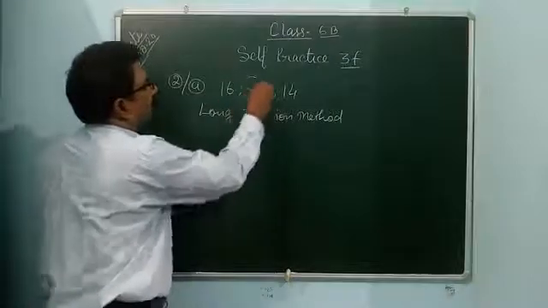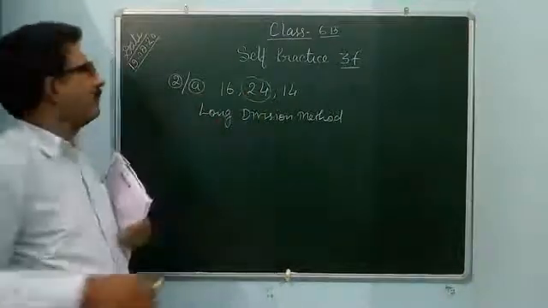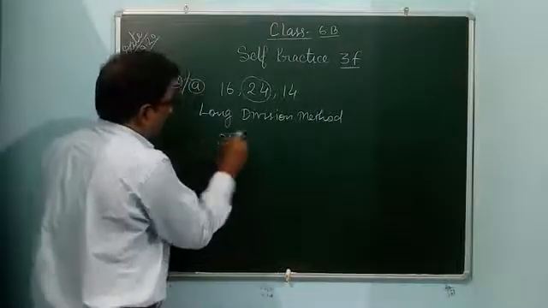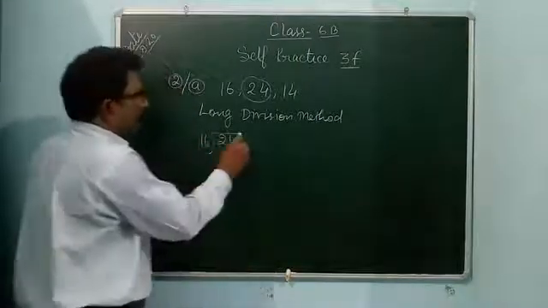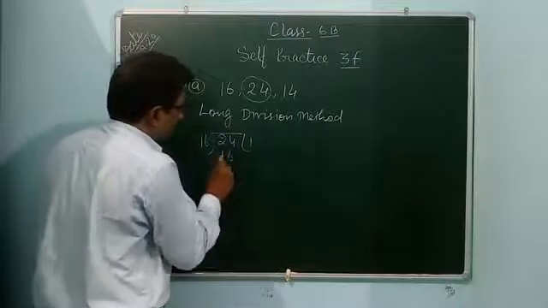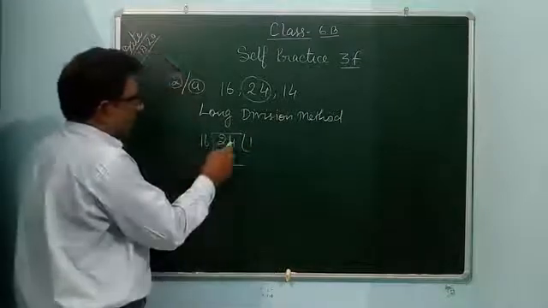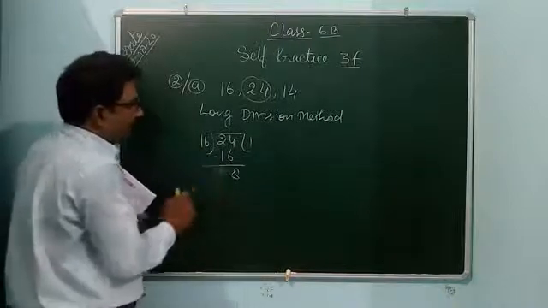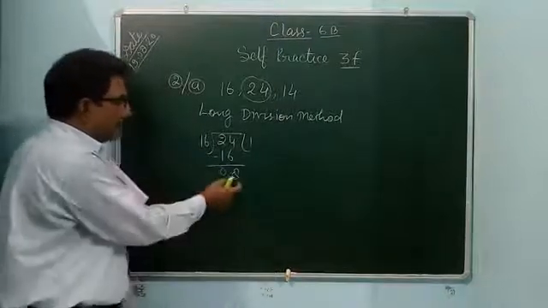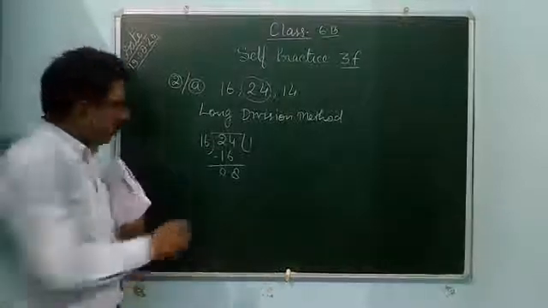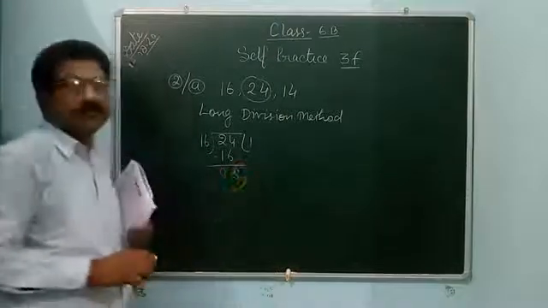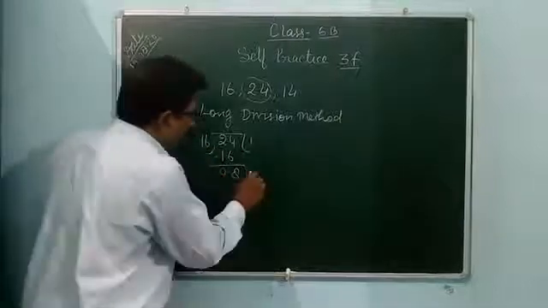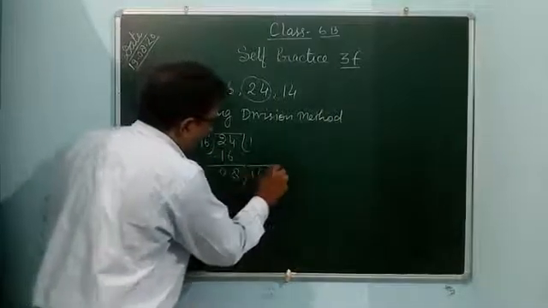The biggest is 24 and just less is 16. So you divide 24 by 16. 16 ones are 16. 24 minus 16 is 8. So what is the remainder here? It will be the divisor. And what was the divisor here? It will be the dividend.